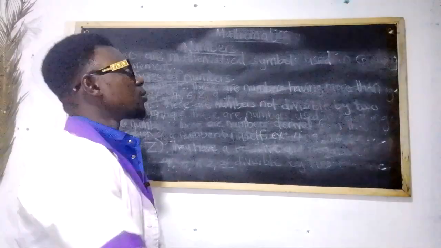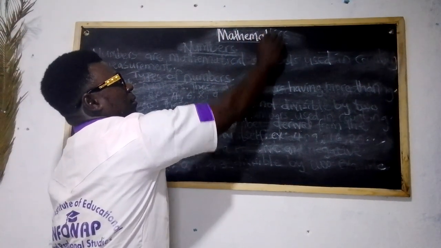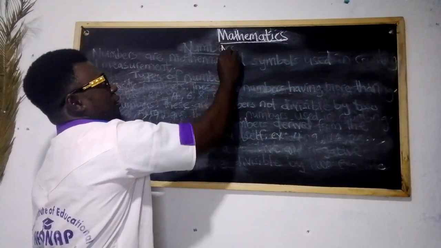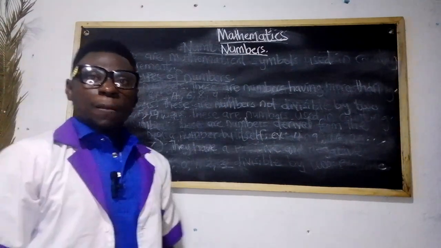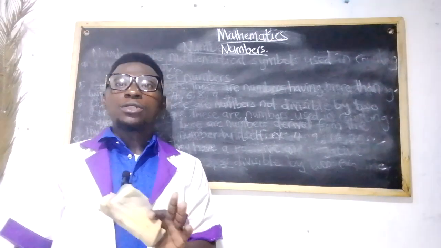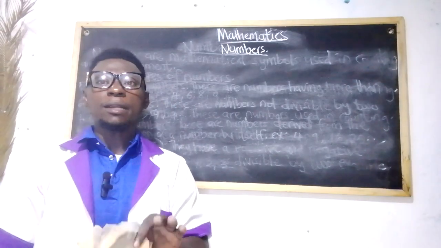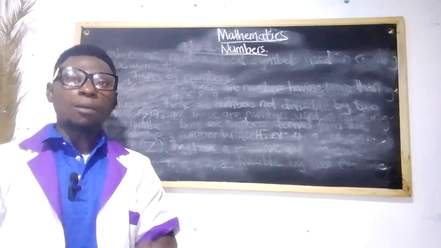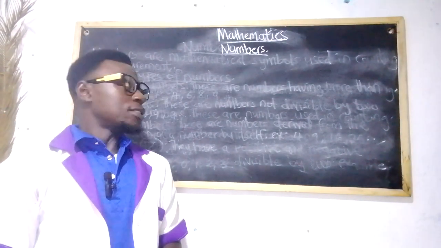So in this video we're going to look at mathematics, and our topic for today is numbers. Now, remember that in level 3 basic education, we need to define our terms. Whenever you're working in mathematics in level 3, make sure you define your terms. So we're going to define what numbers is all about. What is numbers? We're going to dive into that.